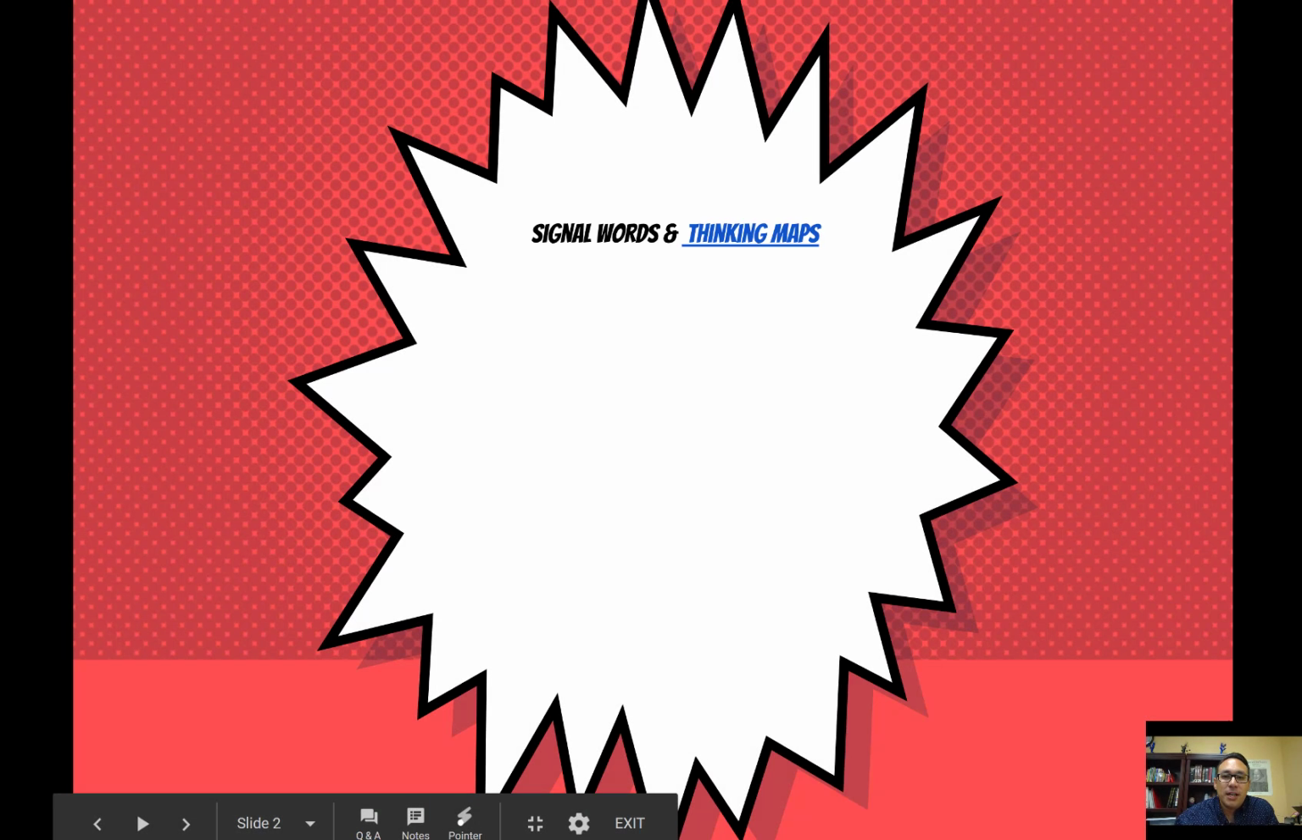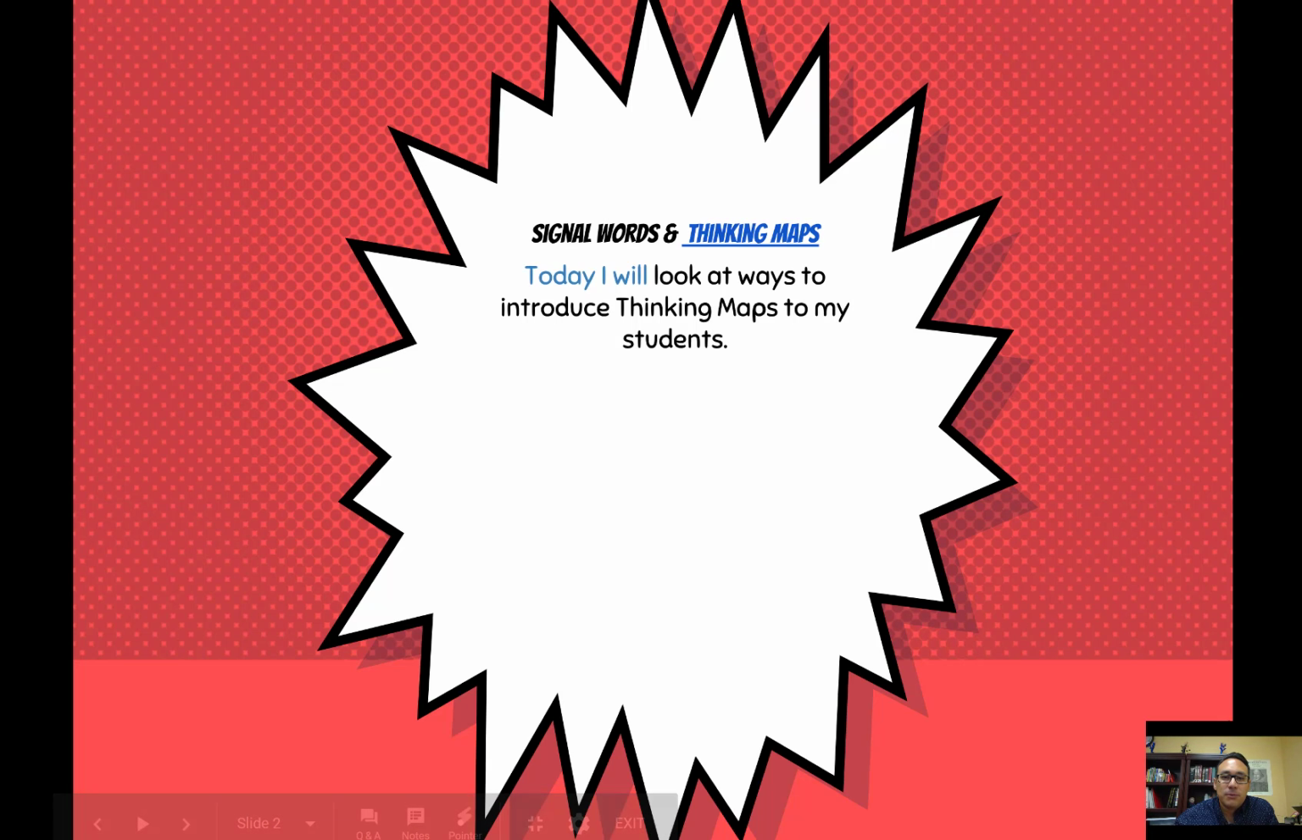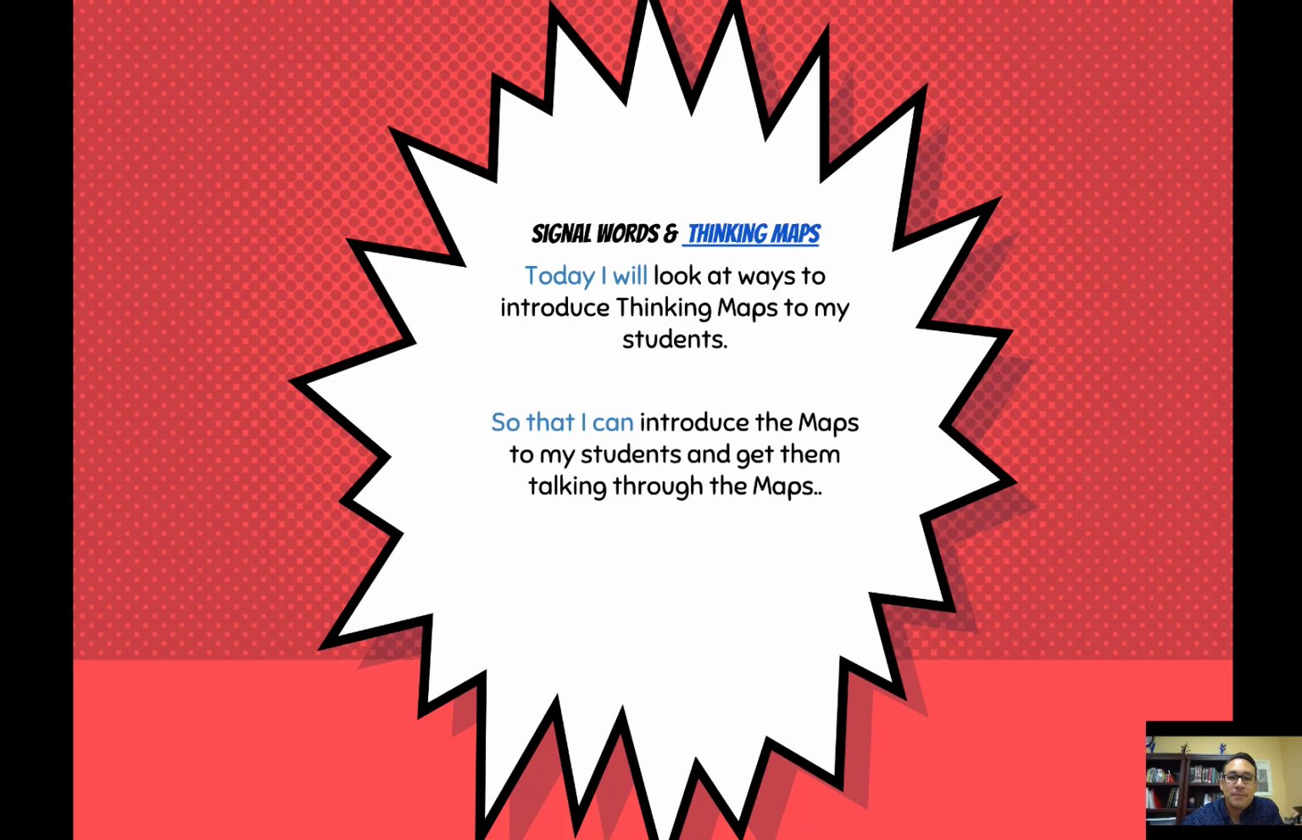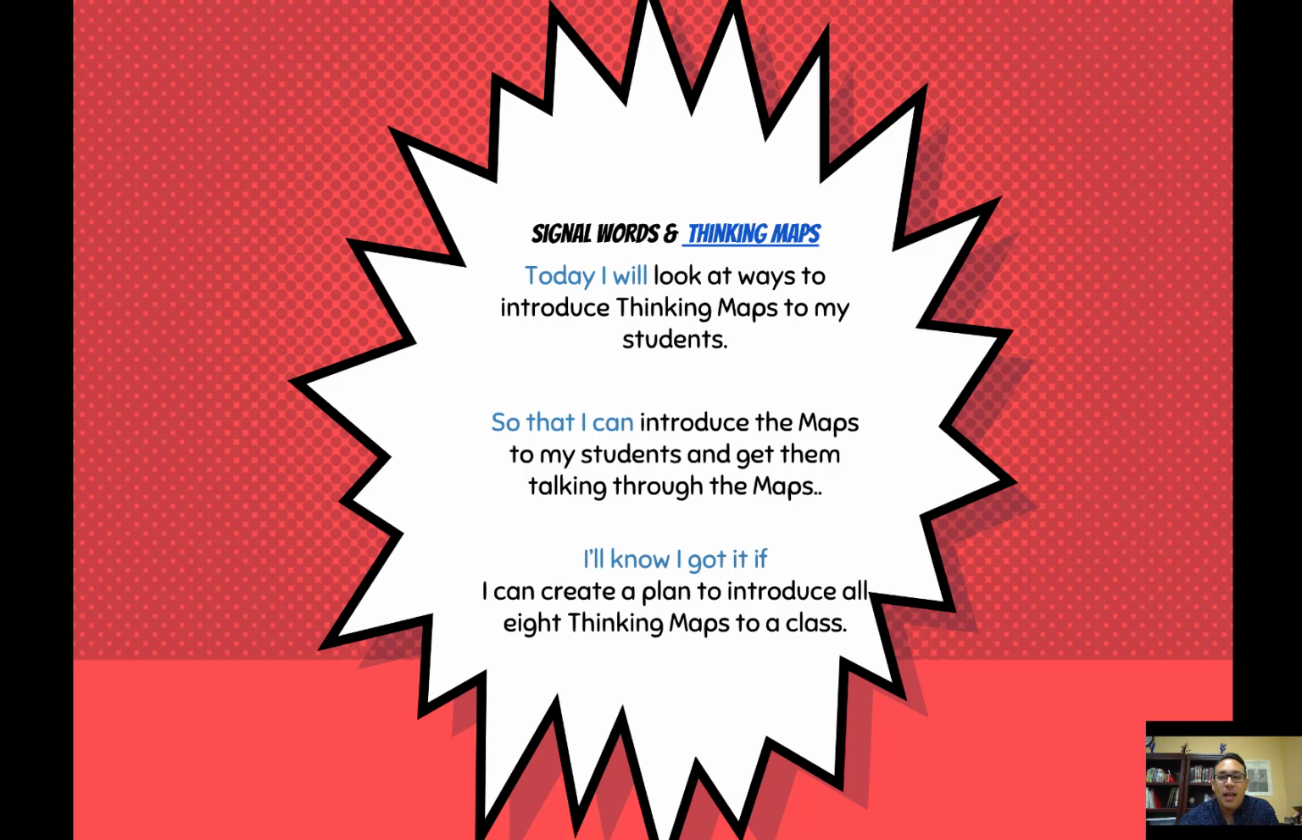Okay, our objective for signal words and thinking maps will be to introduce or find ways to introduce thinking maps to our students. The reason for this is to introduce students and get them talking in the maps, through the maps right away. All right, and you'll know you got it if you can create a map to introduce all 8 thinking maps to a class that involves them talking through the thinking maps.